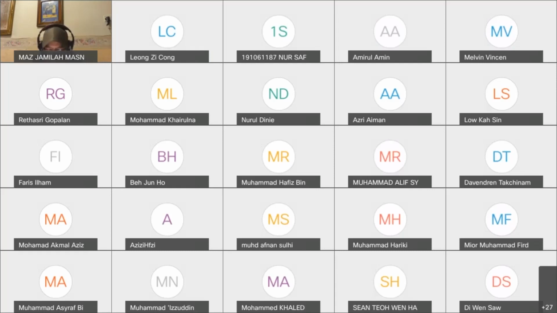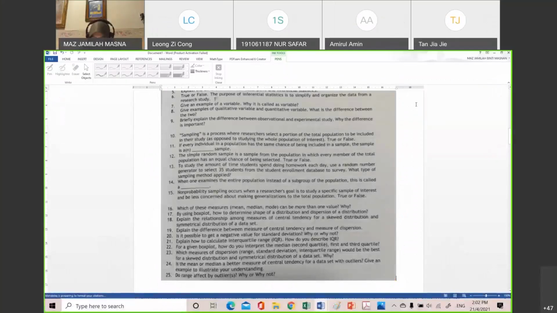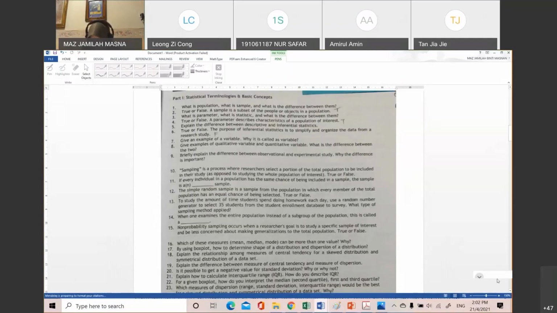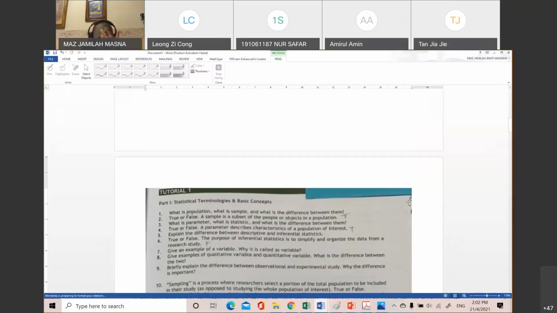Those who have got your textbook, please look at your questions. Okay. Now, what is population, what is sample, and what is the difference between them? Okay. So we go to the first concept that we discussed earlier. What is sample? What is population?